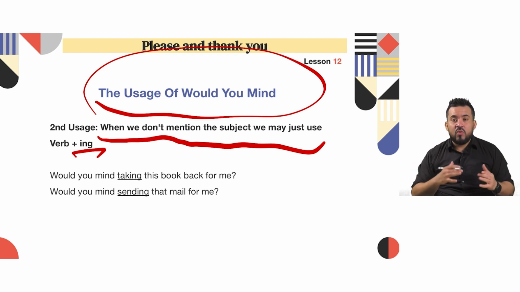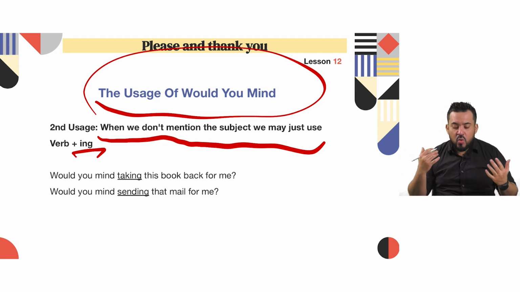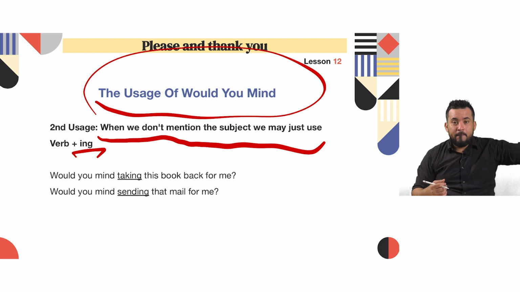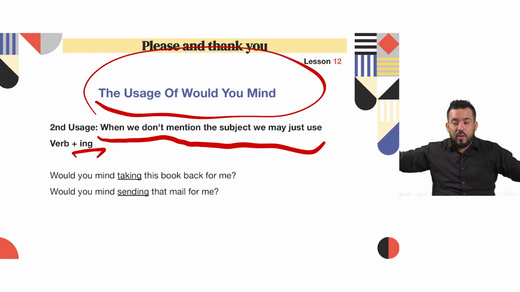Okay, so here we use would you mind without a subject, but the verb has to be in ing form. If we use the subject, then the verb will be in the past form, and we will use if. So would you mind if I played on your tablet? Or would you mind playing the game for me?